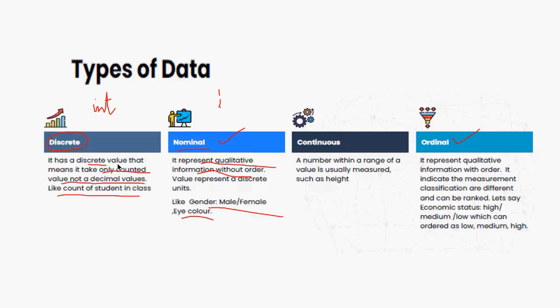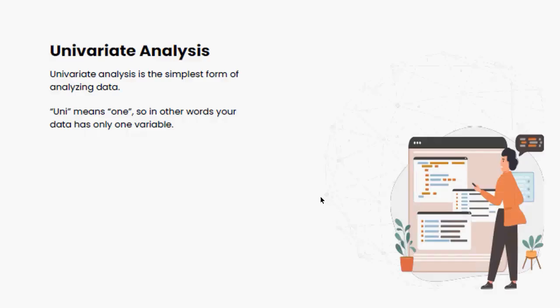Okay, continuous values. Continuous values are numbers within a range. You're going to give a target, and those values are going to come in the continuous format, such as height. Okay, these are some types of data that are going to be available in your data sources.